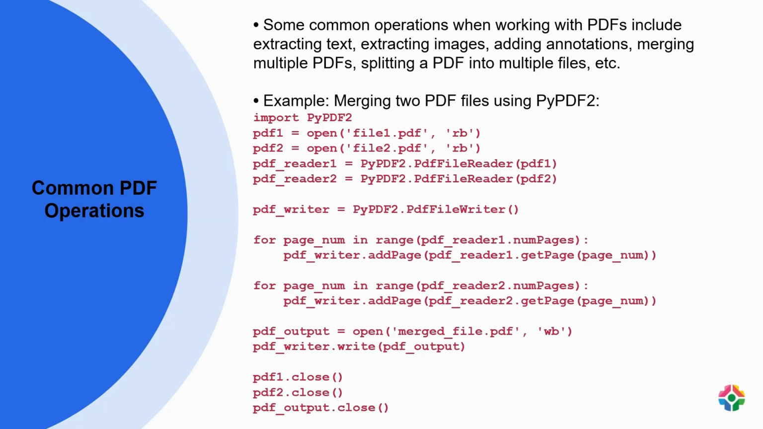5. Iterate over each page of the first PDF and add it to the PDF file writer object. 6. Repeat the process for the second PDF file. 7. Open a new file in write binary mode to save the merged PDF. 8. Write the contents of the PDF file writer object to the output file. 9. Close all opened files to ensure proper handling. This example demonstrates how to merge two PDF files, file1.pdf and file2.pdf, into a single PDF named mergedfile.pdf using the PyPDF2 library.